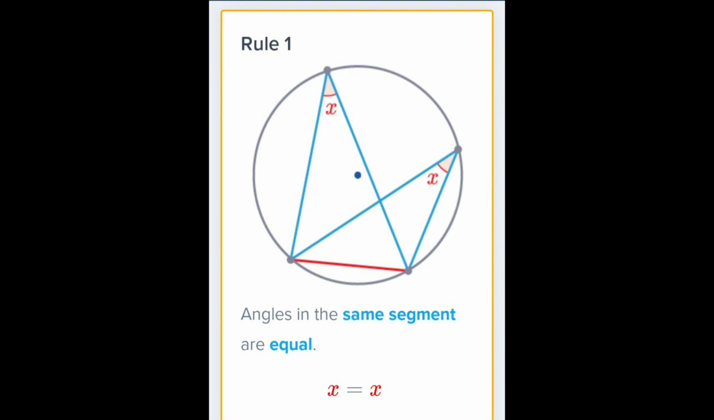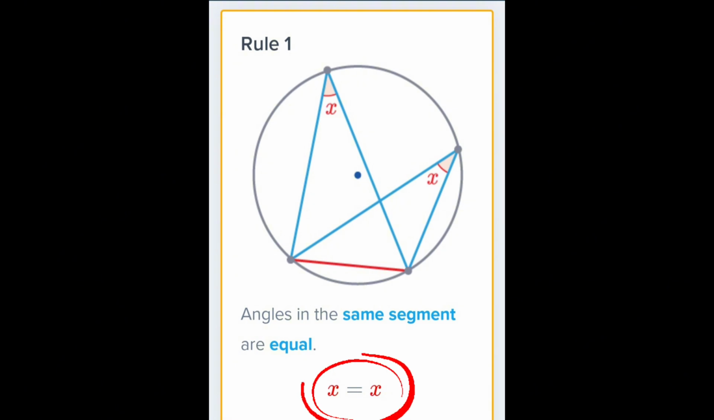If you look at the diagram very well, you see angle X is an angle at the circumference. The other X is also an angle at the circumference. Both angles are subtended by the same arc. They are located in the same segment. So we conclude that those angles are equal.